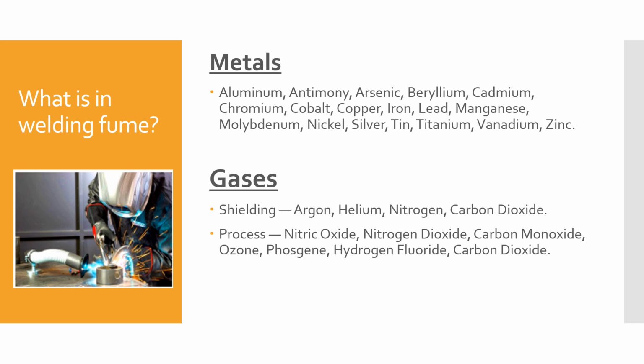And then we've got some gases that get kicked off. You've got your shielding gases: argon, helium, nitrogen, and CO2, carbon dioxide. But once you strike the arc on those shielding gases, you can get nitric oxide, nitrogen dioxide, carbon monoxide, ozone, phosgene, hydrogen fluoride, and carbon dioxide. So there's a lot of nasty stuff in a welding plume. You generally don't want to breathe that stuff, but we need to be cognizant of what's in there.